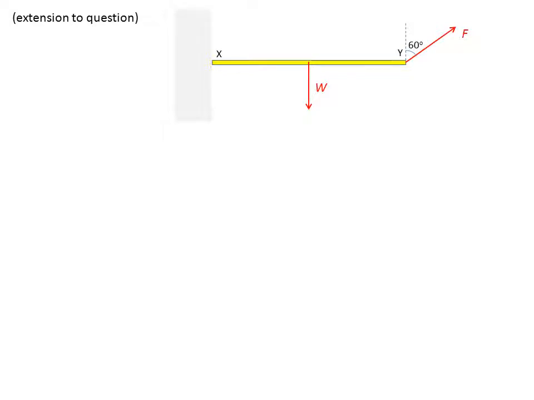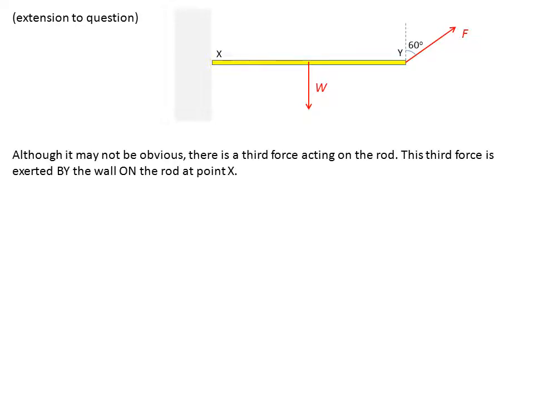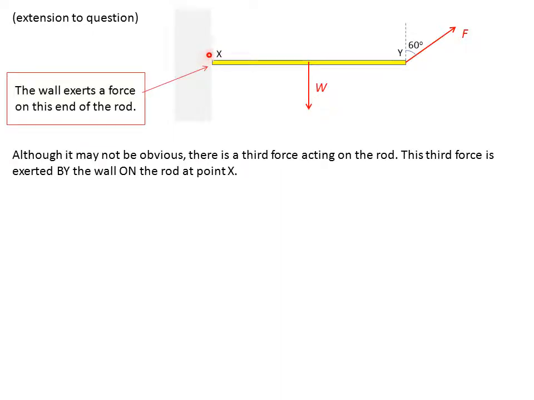Okay, this is an extension to an earlier question in which force F is applied to a rod XY. The rod is uniform, so the weight acts through the center. Firstly, although it is not obvious, besides these two forces, there is a third force exerted on the rod at this end. Right, so there is a force exerted, and of course this force is exerted by the wall on the rod, right?